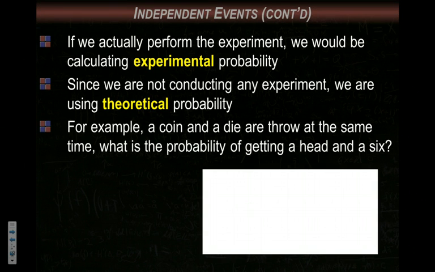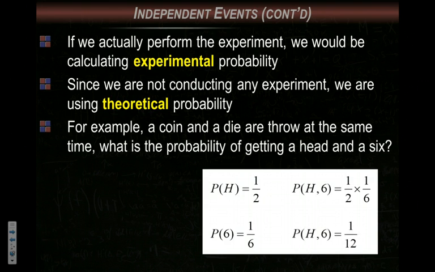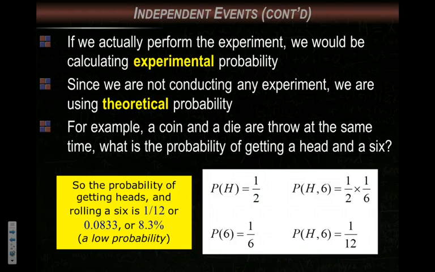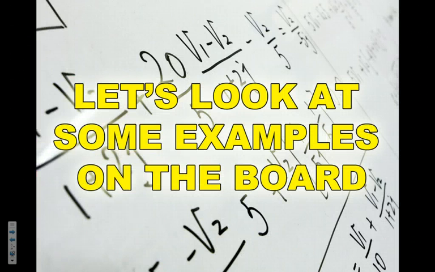So here's an example. A coin and a die are thrown at the same time. What's the probability of getting a head and a 6? This is very similar to the one we just did. 1 over 2, 1 over 6. Combine those together using multiplication. 1 over 2 times 1 over 6 gives us 1 over 12. Okay? So the probability goes down with the 2 events in this case. So it gives us an 8.3% chance that we're going to get heads and a 6.